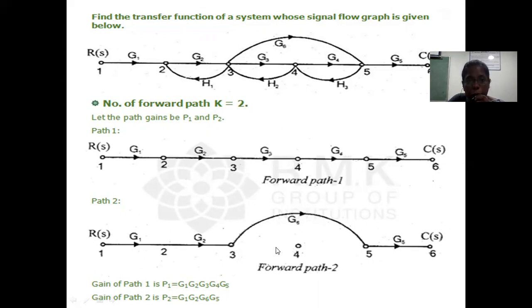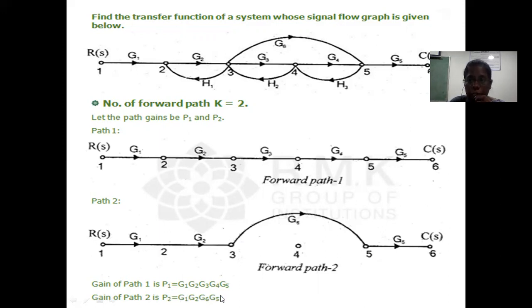Again, for the second forward path, I have to find out the gain. For each and every forward path, we have to find out the gain. Here for the second forward path, the gain will again be the product of all the gains in that particular forward path. From 1 to 2, the gain is G1. From node 2 to node 3, there is a gain of G2. Then from 3 to node 5, there is a gain of G6. Then from 5 to 6, the gain of G5. So I have to get the product of all the gains. Therefore, P2, the gain of the second forward path, will be G1, G2, G6, G5.